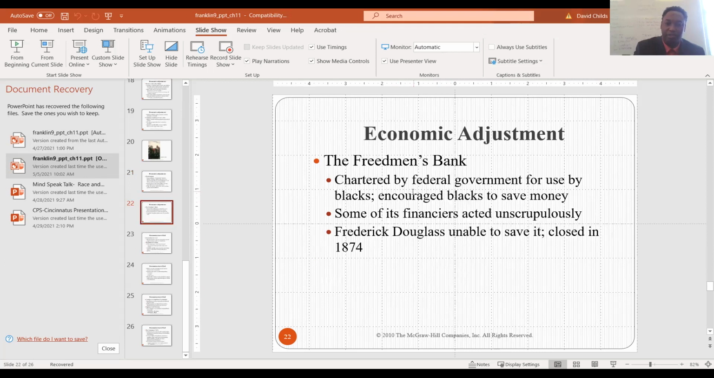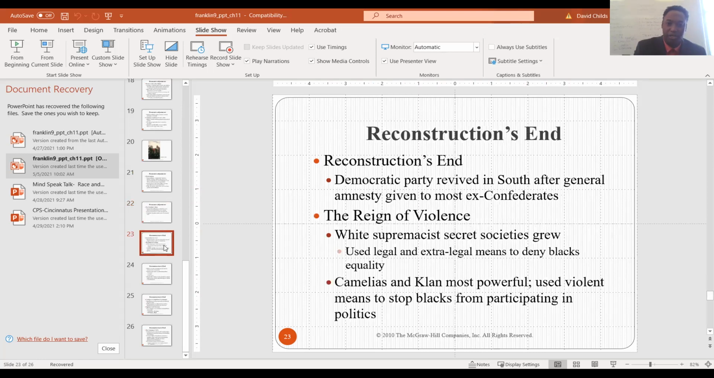The Freedmen's Bank, chartered by the federal government for use by Blacks, encouraged Blacks to save money. Some of its financiers acted unscrupulously. In other words, they treated them unfairly. This is on page 255, by the way. Frederick Douglass was unable to save it. By 1874, the Freedmen's Bank closed. It was a bank designed just for Black people. So this stuff we talk about, economic empowerment in the Black community, is an old conversation. So we had our own banks to support us, but it wasn't supported.